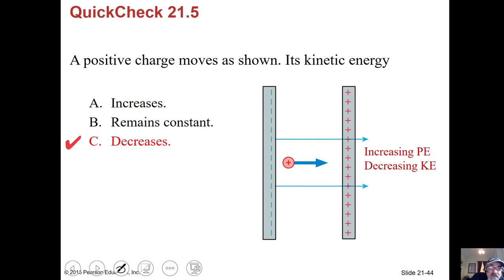How could this actually happen? How could you have this scenario? So if you had one plate like this and one plate like this, and I purposely drew a hole in this plate, you'd have to somehow inject this charge this way, and then it would encounter the electric field and slow down. Okay, good. So the kinetic energy decreases. What happens to it? It turns into electrical potential energy.